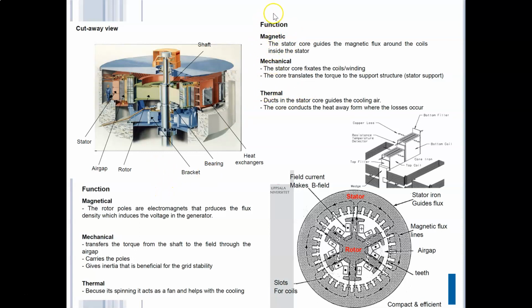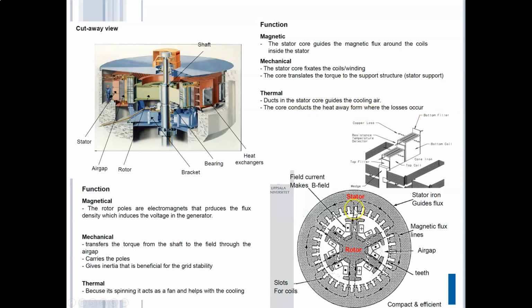The function of the stator, as we talk about the magnetic: the stator core guides the magnetic flux around the coils inside the stator. For the mechanical part, the stator core fixates the coil windings, and the core also transfers the torque to the support structure, the stator support. Also thermal: it has ducts in the stator core that guide the cooling air, and the core conducts the heat away from where the losses occur.